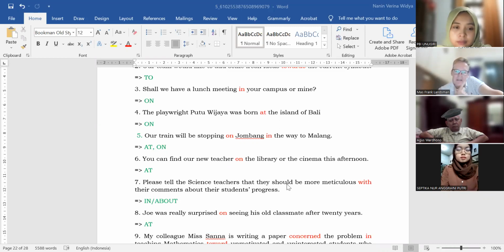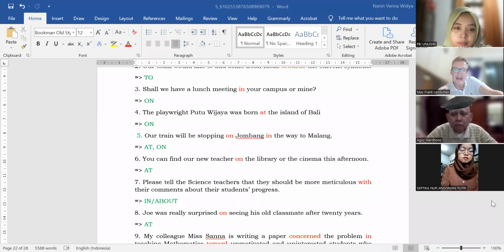Please tell the science teachers that they should be more meticulous, teliti atau telaten, ya, with their comments. No, you're not meticulous with, but in, kalau di dalam, or about, dealing with their comments about the students' progress.